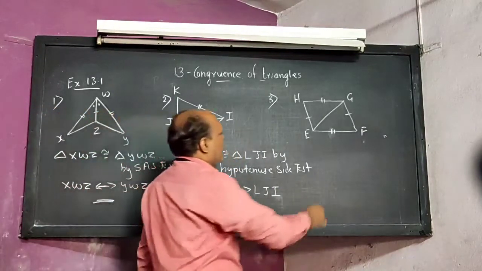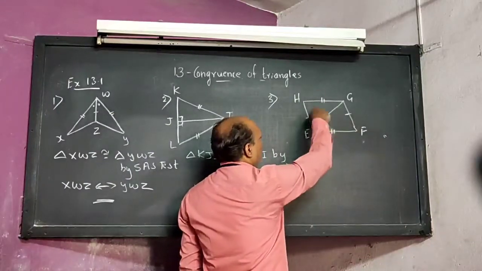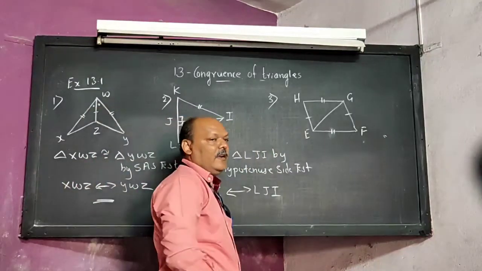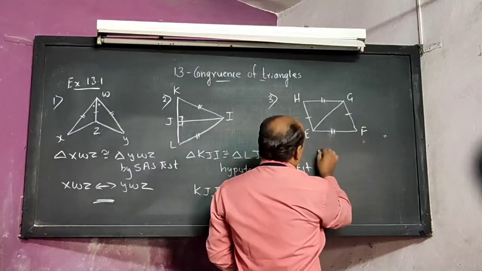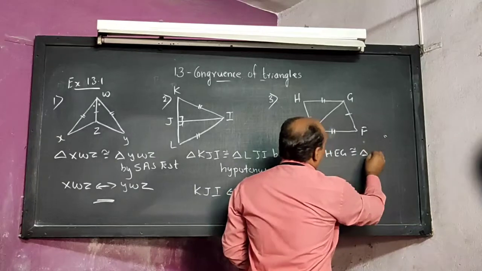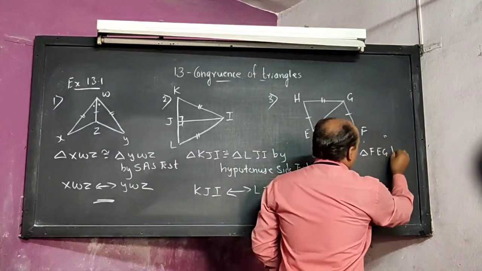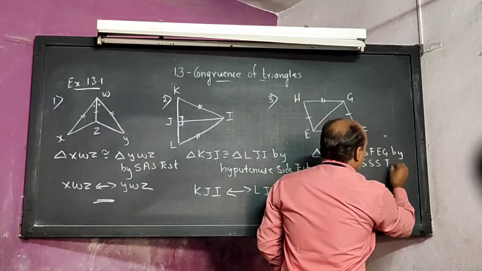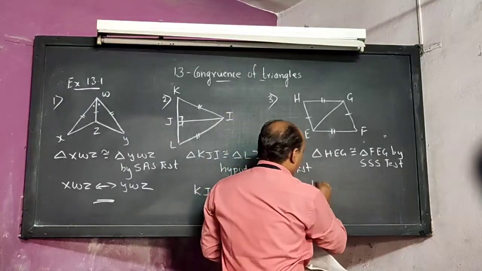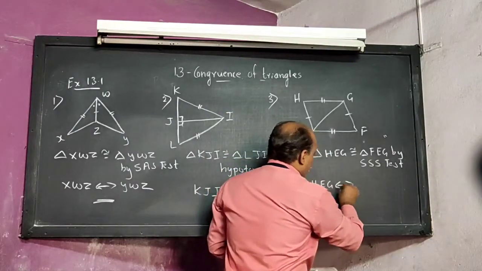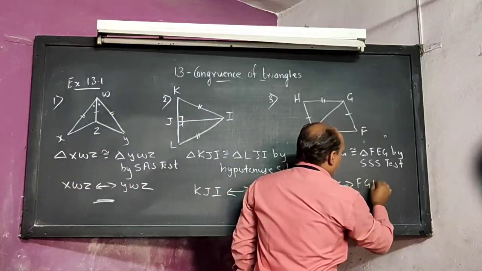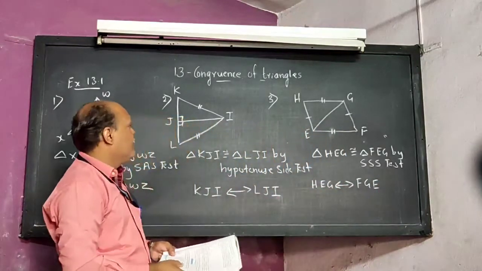And the third one, we can see that two sides' markings are already given here, and EG is a common side. Therefore, the triangles are congruent by side, side, side, that means the SSS test. Therefore, triangle HEG is congruent to triangle FEG by the SSS test. Now, when we write the one-to-one correspondence, at that time we have to see the congruent parts. That means HEG one-to-one corresponds to FGE. I hope all of you understood sum number 3, the three sums.